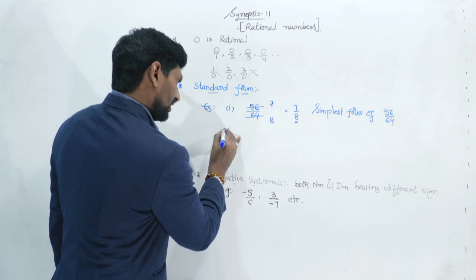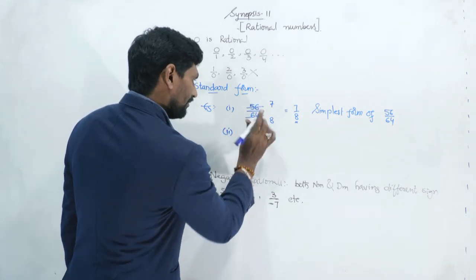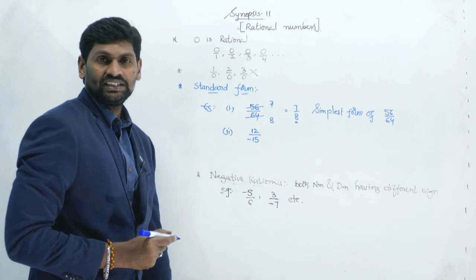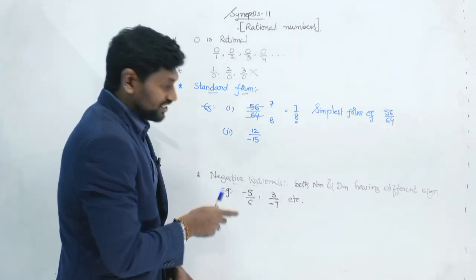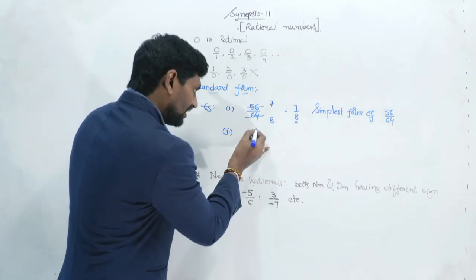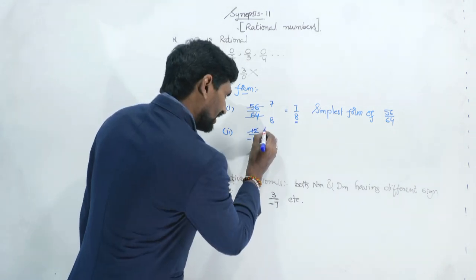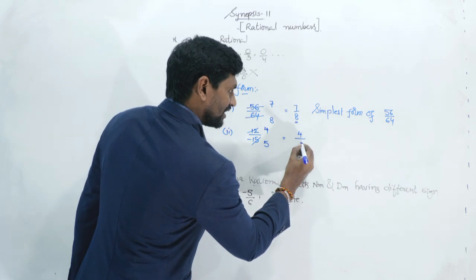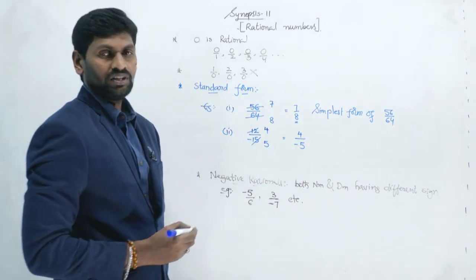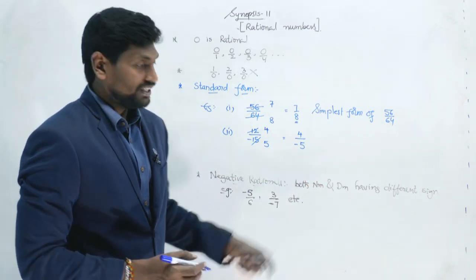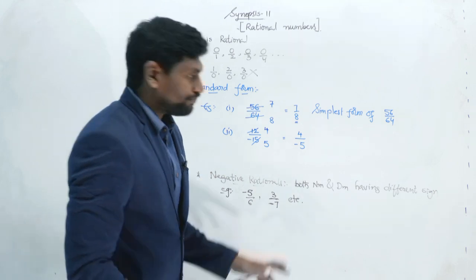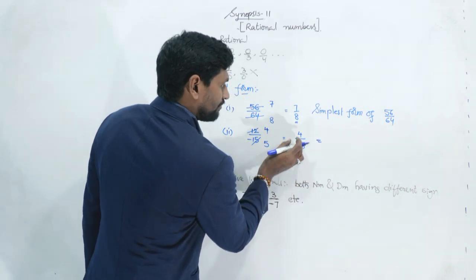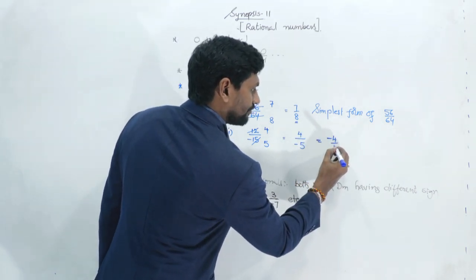Let us take one more example: 12 by minus 15. Is it in standard form? No, because 12 and 15 have a common factor 3. Now I am cancelling both by the 3 table. 3 fours are 12, 3 fives are 15. After cancellation we get 4 by minus 5, and the denominator is negative. There is no common factor, but the denominator should not have the negative symbol. So we move the same negative symbol to the numerator: minus 4 by 5.